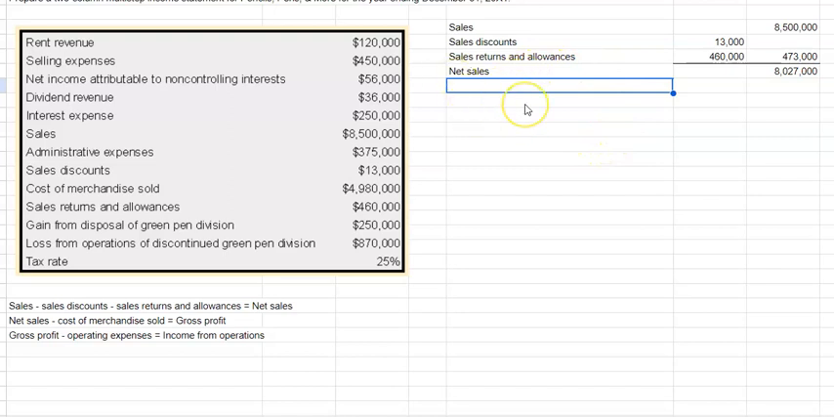Our next one is our cost of merchandise sold. A cost of merchandise sold, it's not a list, it's only one item. So we're going to go right to the right-hand column. And net sales minus our cost of merchandise sold gives us gross profit.